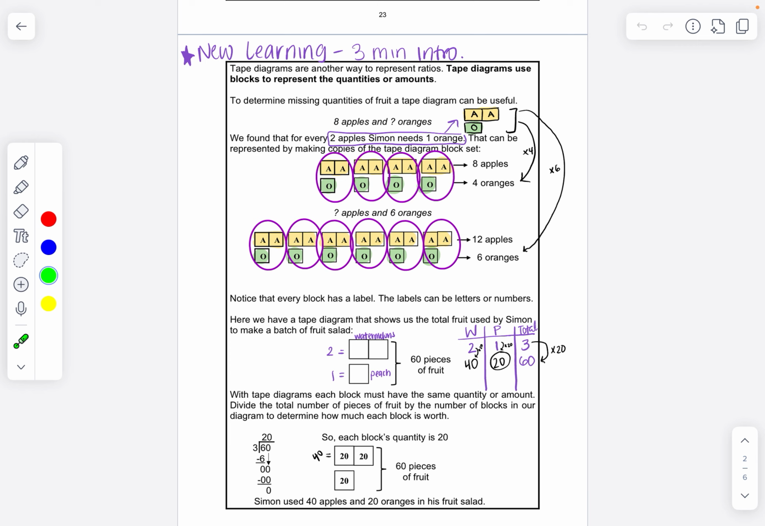So when you have not been given a visual aid or physical pictures of apples and oranges, you can draw a tape diagram. So it says we found that for every 2 apples, Simon needs 1 orange. So here is the tape diagram that I have drawn, right?